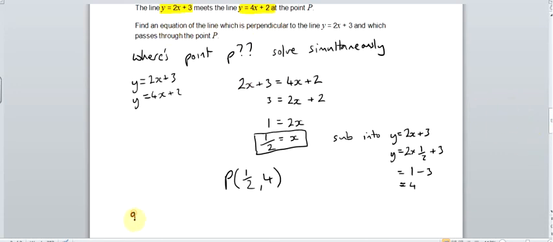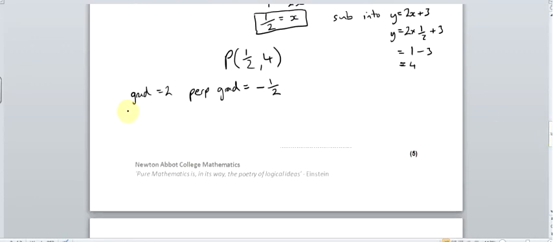So the gradient of this line is 2. So the perpendicular gradient is the negative reciprocal, minus 1 over 2. So what that means is we can say that y equals minus a half x plus c, and to get the c we substitute these points in. So we substitute y is 4, and it's minus a half times x, which is a half, plus c.